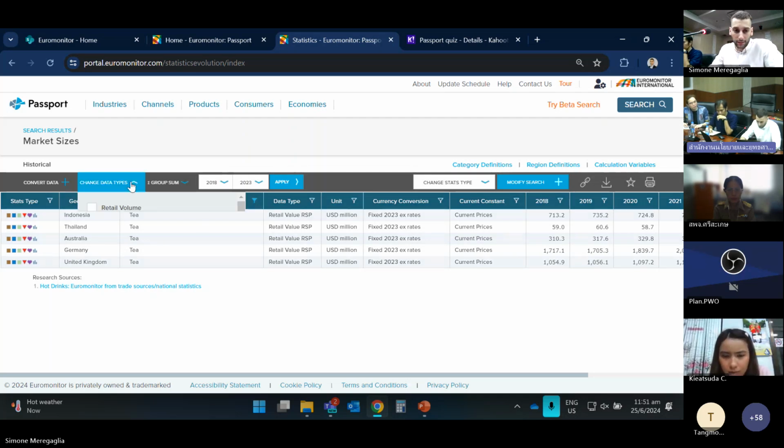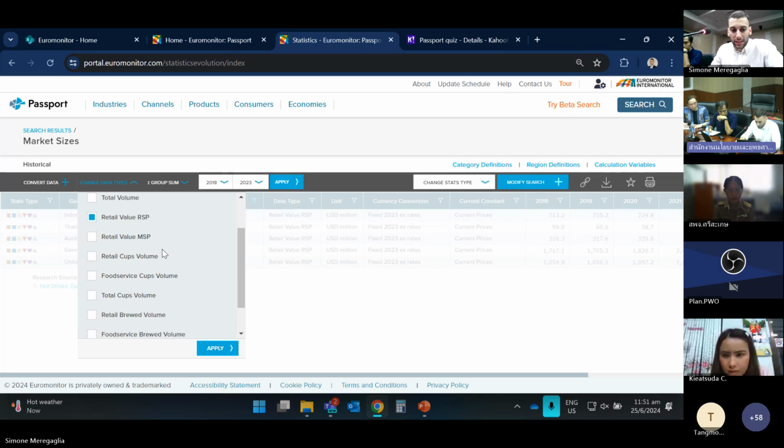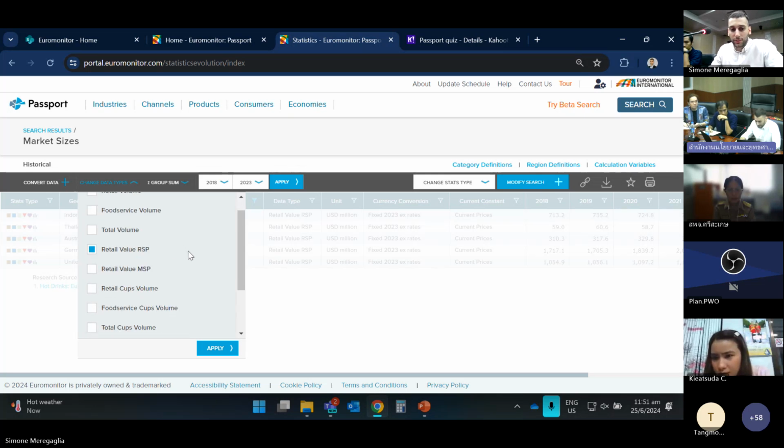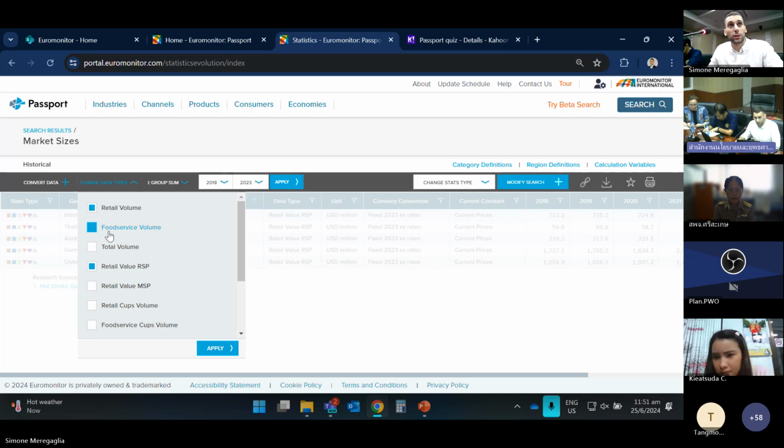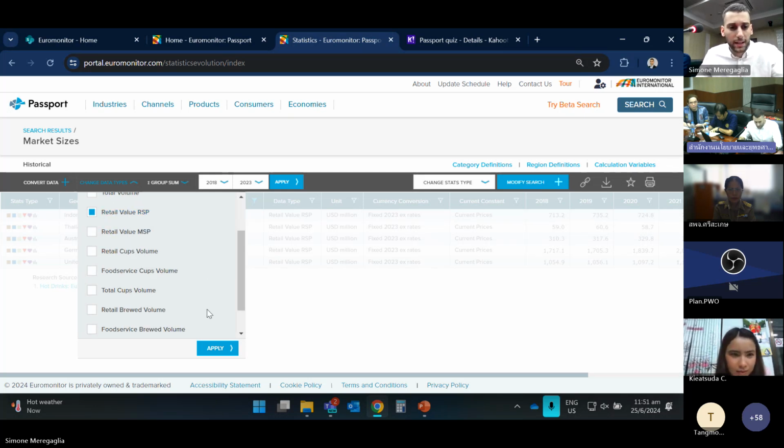But if I want to look at, for example, how much sales have been made in terms of volume, so how many kilograms of tea have been made through retail, I can also look at that. I can also look at food service. So in restaurants, how much tea in terms of volume is being sold in restaurants. You can click on that as well.